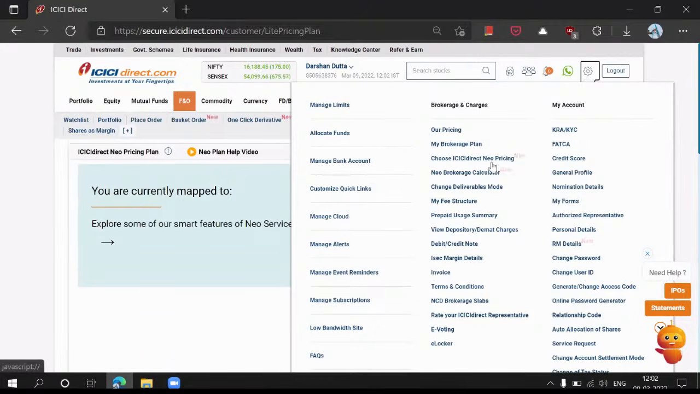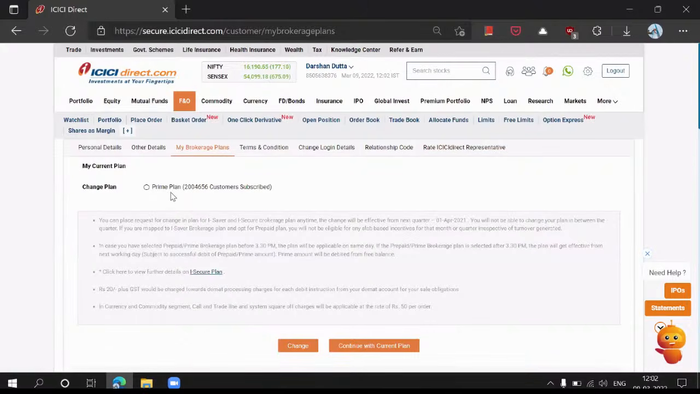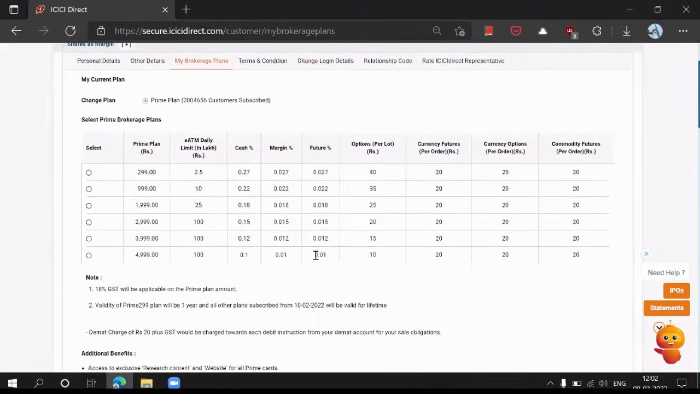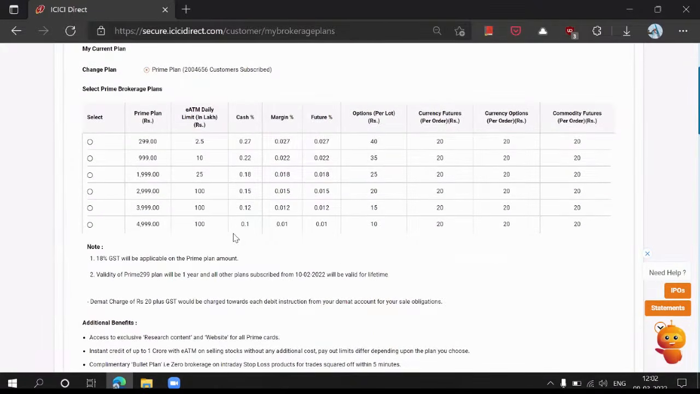And many people want to go to Prime, so you can just go to, let's say, My Brokerage Plan, and you could go to Prime. This is far more beneficial because across segments the rates are much lower, including the cash segment. The rates become 10 basis points only, and for options it comes down to 10 rupees per lot, and there is no interest when you use your shares as margin for derivatives. So you could use Prime as well.